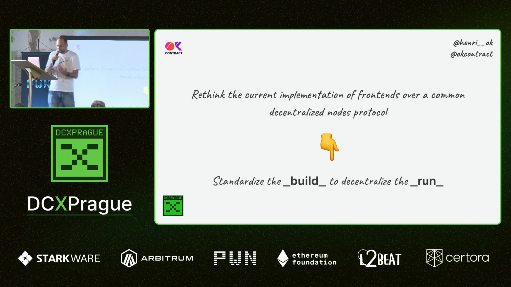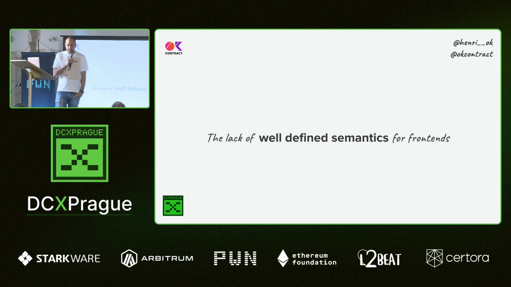There probably are ways to do it, but working on a more generic solution means that we need to standardize the build to decentralize the run, but doing so, we change the build. And it gets back to when I started OK Contract.